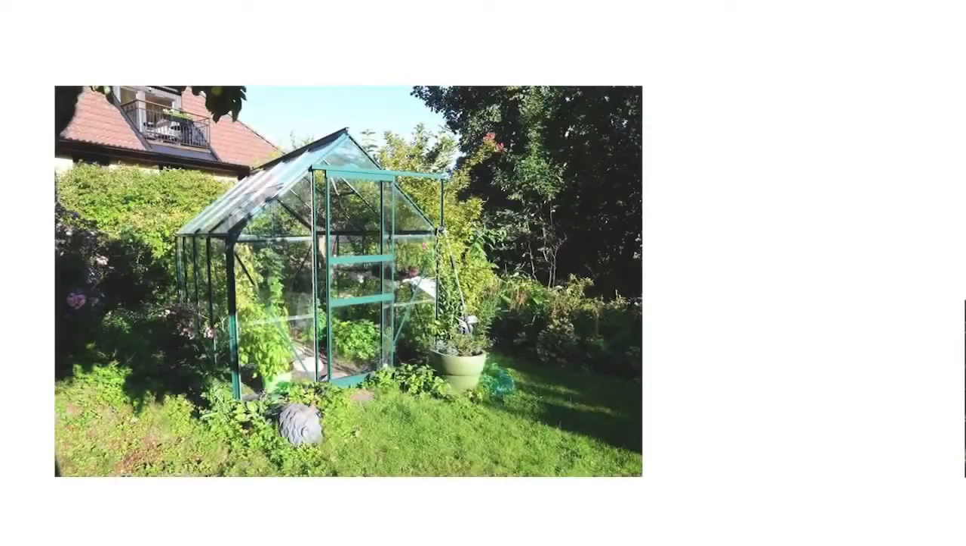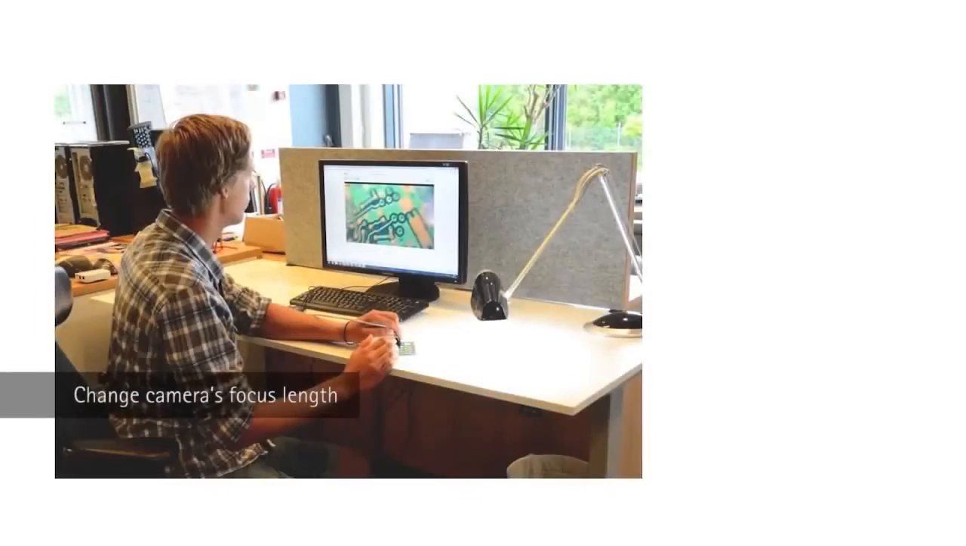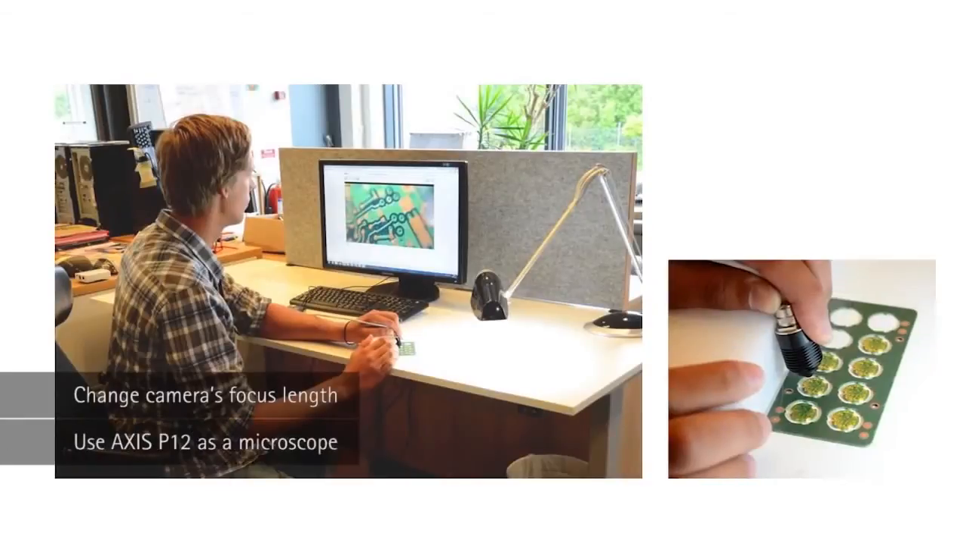You can finally leave your tomatoes at home alone. Use our Axis P12 cameras to find out if your plants are thirsty. Then you can decide if you need to turn on the irrigation system or not. By adjusting the camera's focus to very short lengths, you can even use it as a microscope.